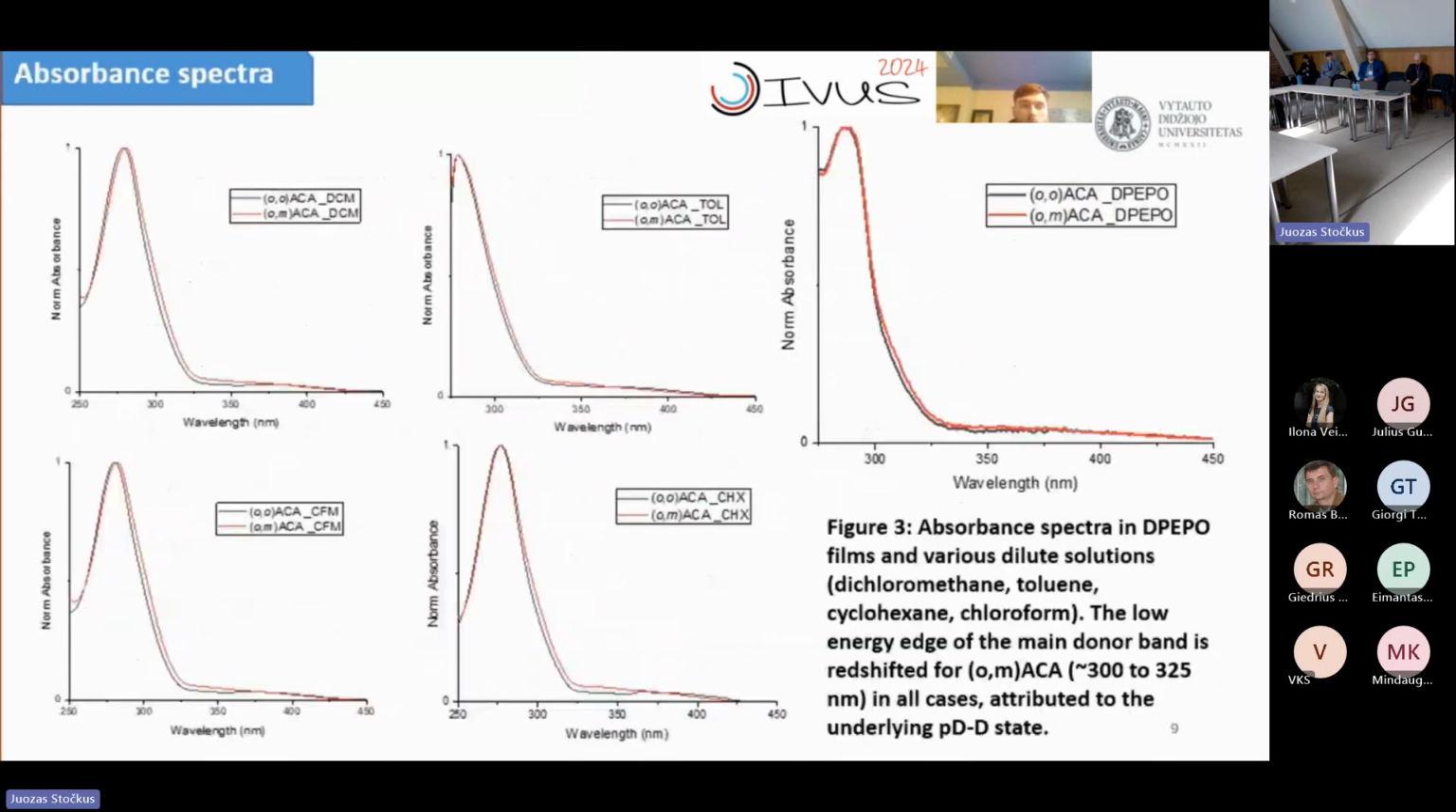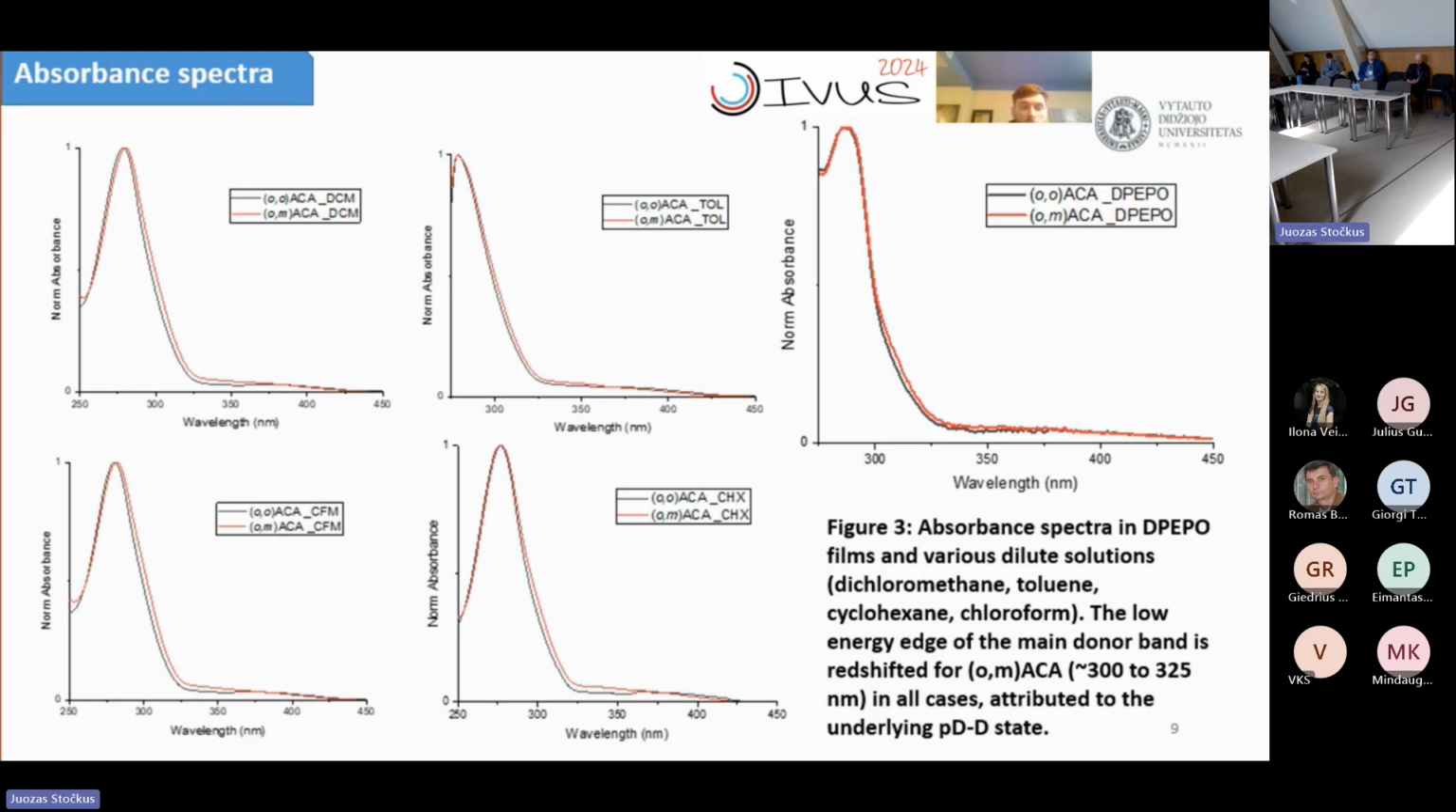Although based on well-established principles of molecular orbital theory, much of the previous explanation is speculative. Nonetheless, some evidence for the existence of the proposed DD states can be found in the experimental absorption spectra. As you can see in this figure, in DPEPO films and a range of solvents, a redshift in the main absorbance band peak at 275 nanometers in OMACA compared to OOACA was observed.